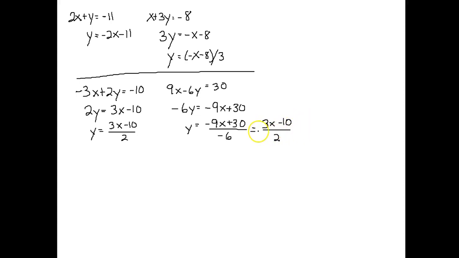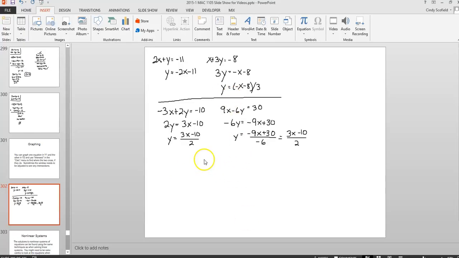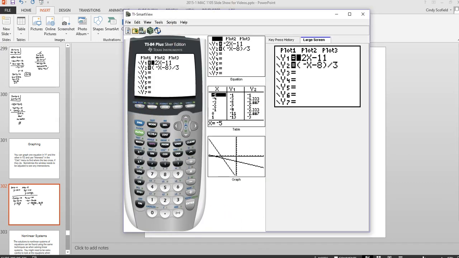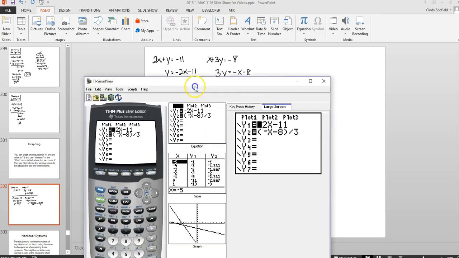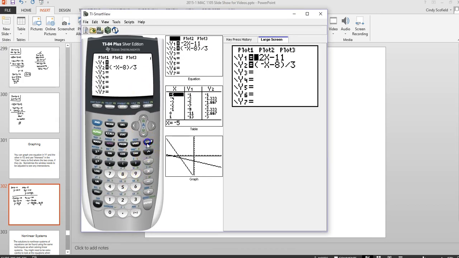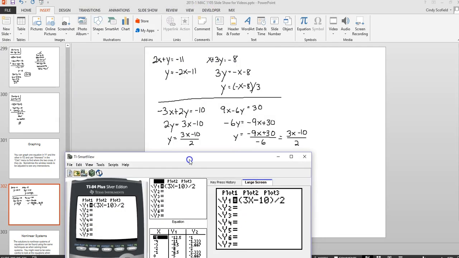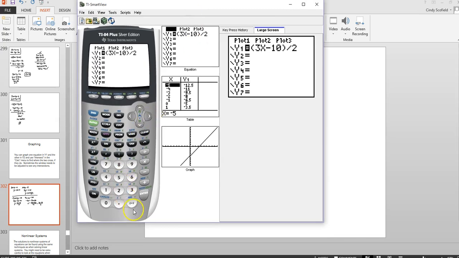And before you even graph it, you'll see, hey, they're the same. And that tells you they're coinciding lines. But just for the sake of graphing, let's make it look like they're different, and let's put these two into the calculator. Okay, 3x minus 10 divided by 2. And then for the other one, negative 9x plus 30 divided by negative 6.